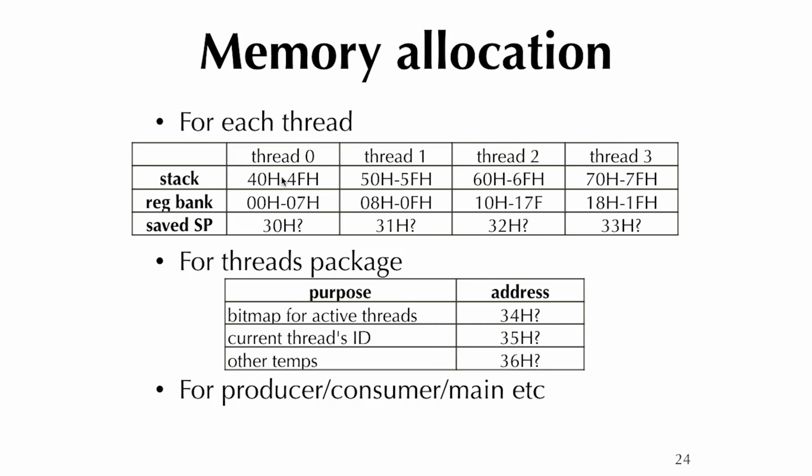And which registers do you have to save? Accumulator, B, DPL, DPH, PSW, right? Or at least those. And so that's already 5 bytes. And then plus 2 bytes, 7 bytes. So if you allocate only 8 bytes for a stack, is that going to be enough? That's a little too tight, right?